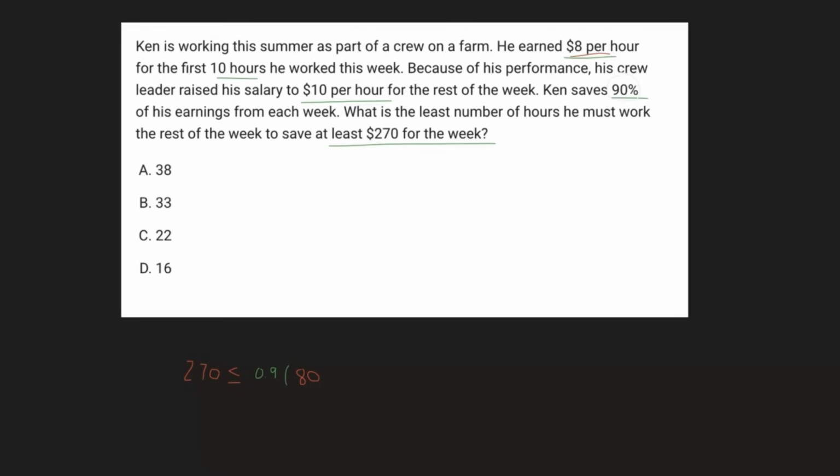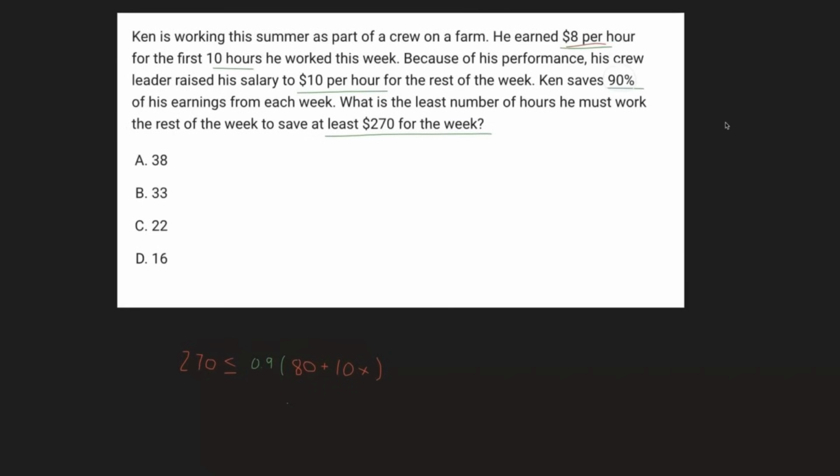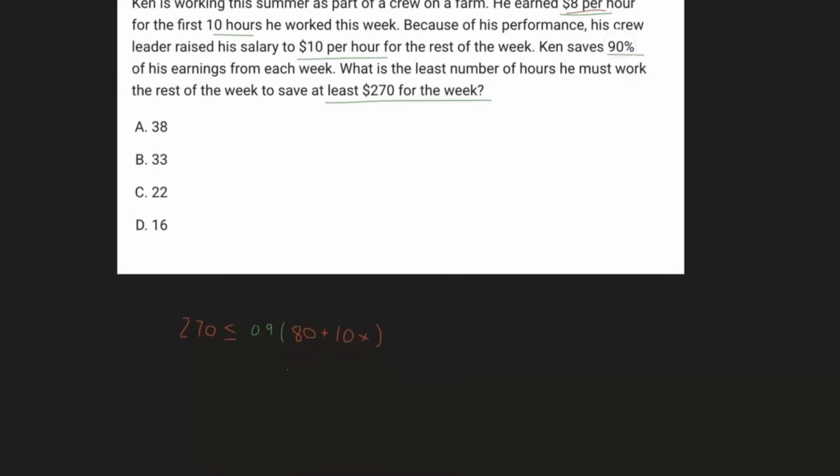Therefore, we can write this as plus 10, because that's the flat rate. And then we can just write x as the number of hours he works. And x, in our case, in this inequality, will represent the least number of hours he must work to save at least $270. All right, so now we just want to simplify this inequality, right? So 0.9 times 80 is going to give us a value of 72. 0.9 times 10x is going to be plus 9x. Set this greater than or equal to 270.